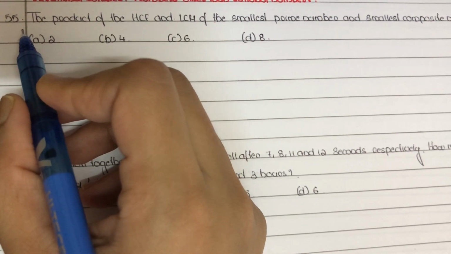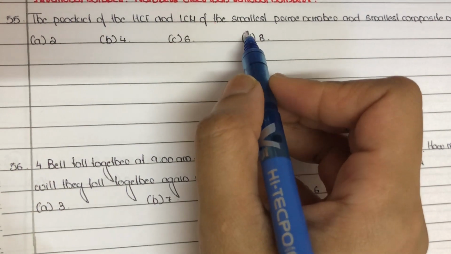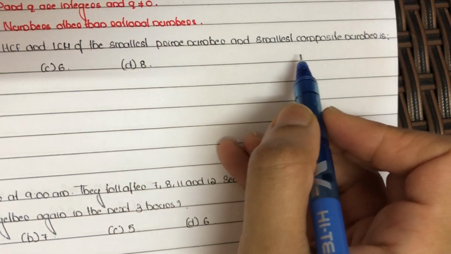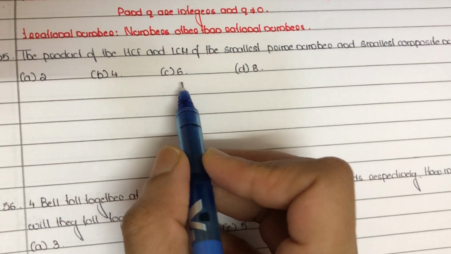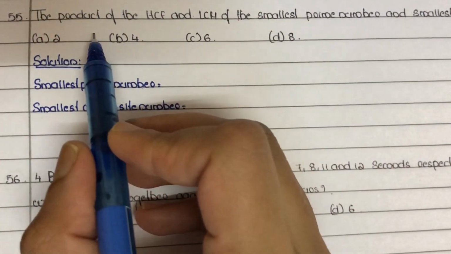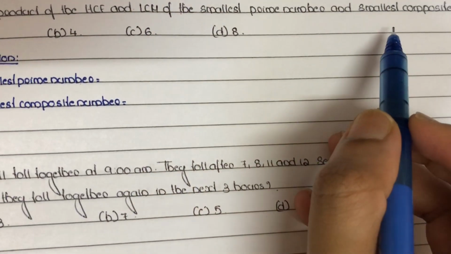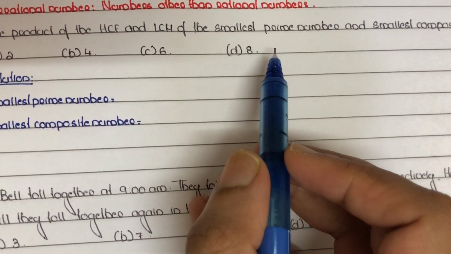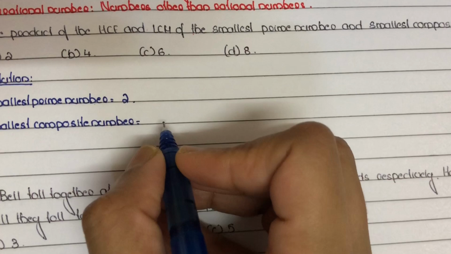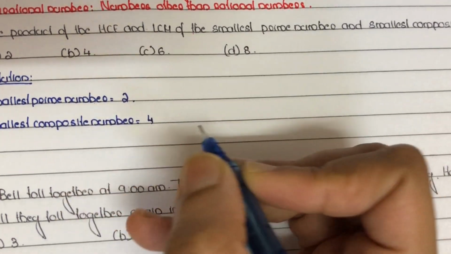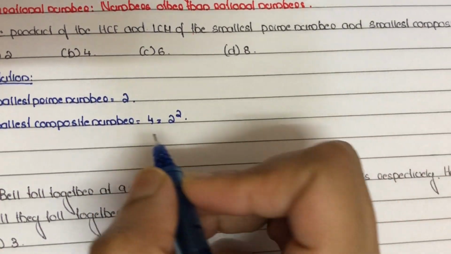Question number 55. The product of the HCF and LCM of the smallest prime number and smallest composite number is: option A 2, option B 4, option C 6, option D 8. Which one is the smallest prime number? Smallest prime number is 2 and smallest composite number is 4. First we can write the factors. 4 you can write as 2 raised to 2.